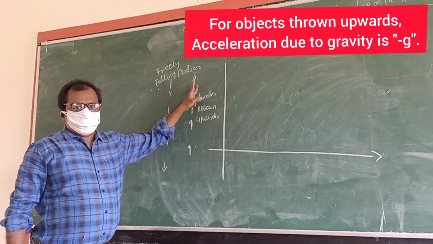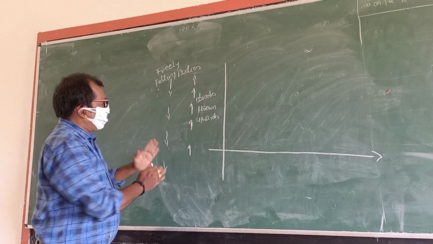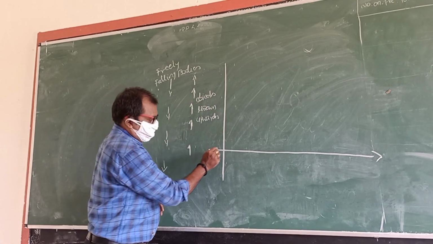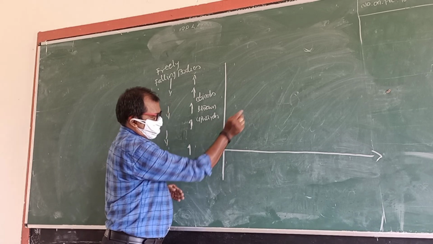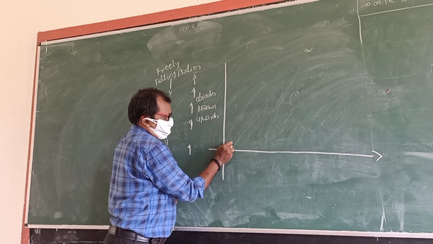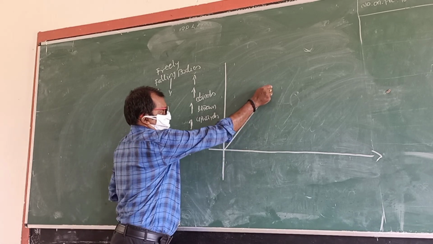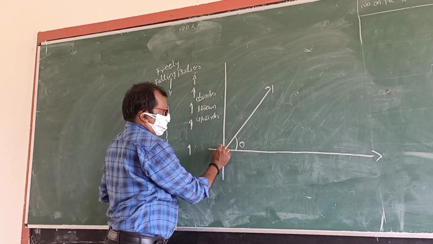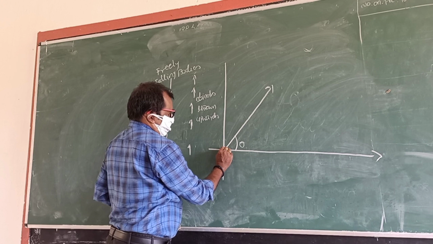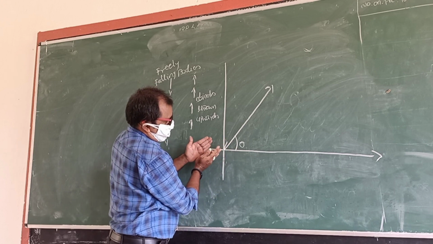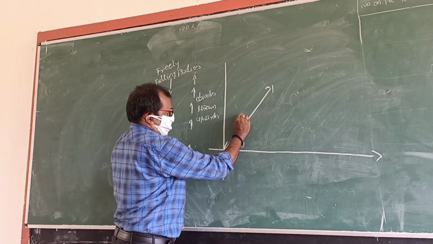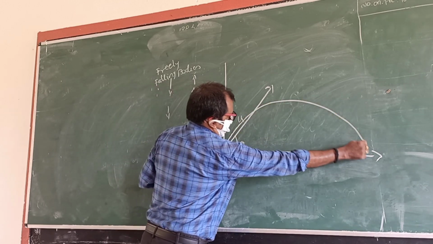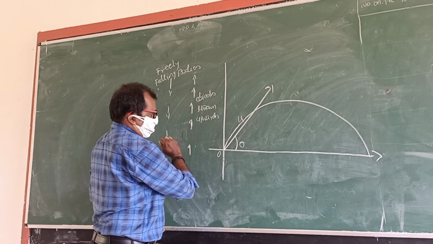But when an object is thrown at an angle other than 90 degrees to the horizontal, that means let us consider an object is thrown at an angle theta with the horizontal. Therefore, the object takes a parabolic path. Here u is the initial velocity with which the object is projected. It takes a parabolic path.